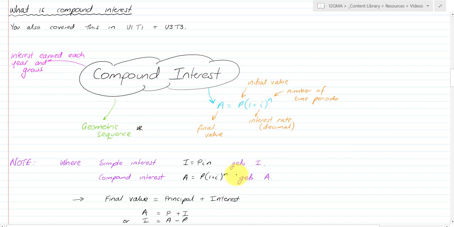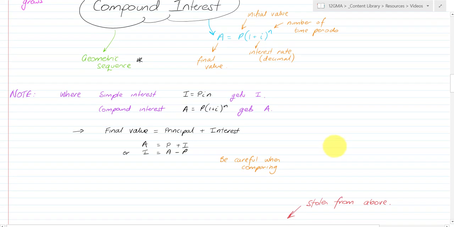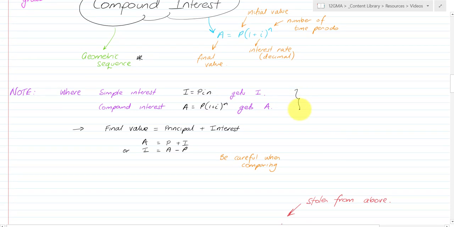And here is the standard formula in light blue, just so you can barely read it. And that standard formula is really common. The P is the principal, the I is the interest rate, the N is the number of time periods, so they have the same meaning as the simple interest. And A is the final value, the future value, the maturity amount, the value of the loan or the investment or whatever. So you'll see A a lot as well.